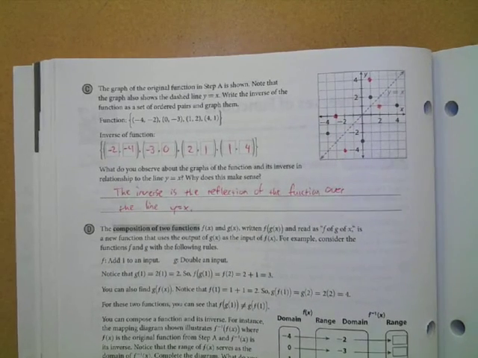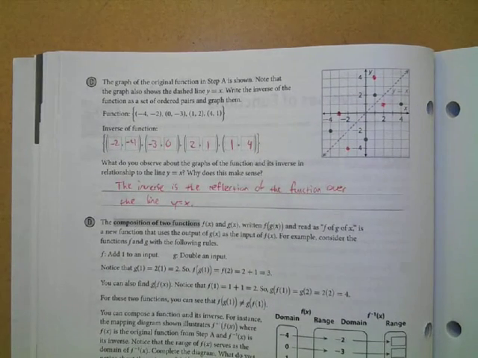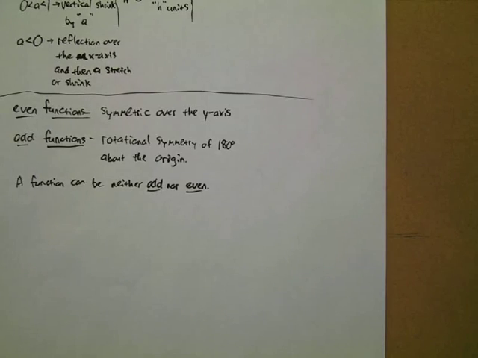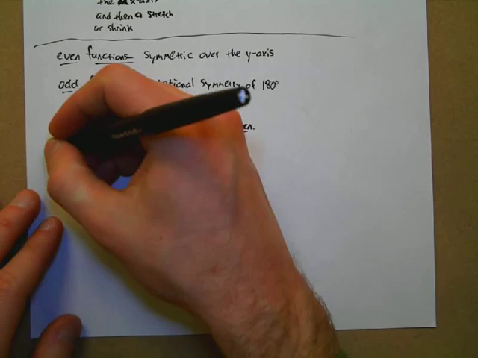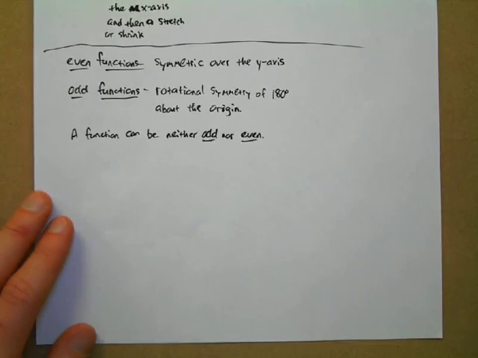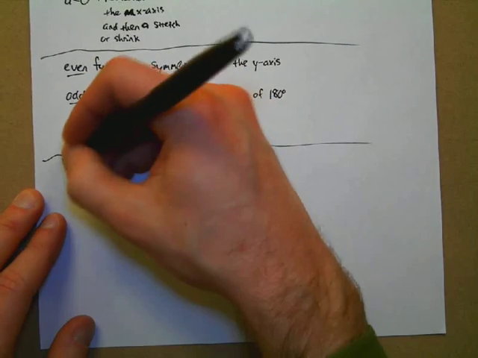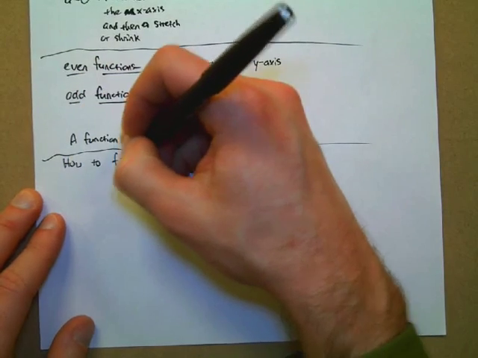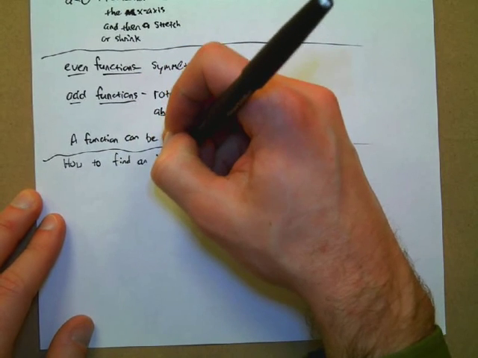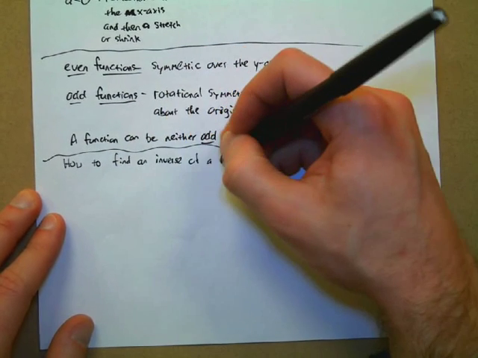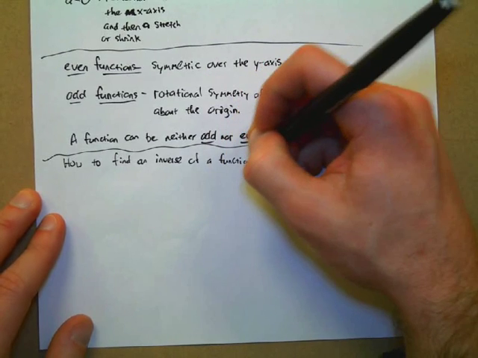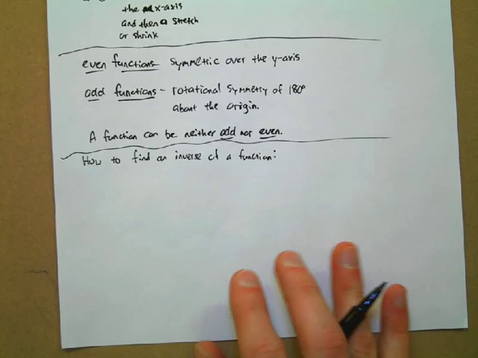How to find an inverse of a function. We already have kind of done that. We swapped x's and y's, right? But what if we're given a function rule? So for example, let's say we want to find the inverse of f of x equals 3x plus 4. Here's our example, and we'll go through the steps of this.